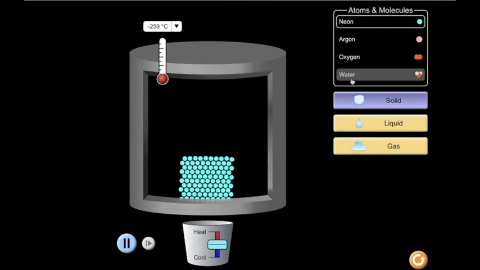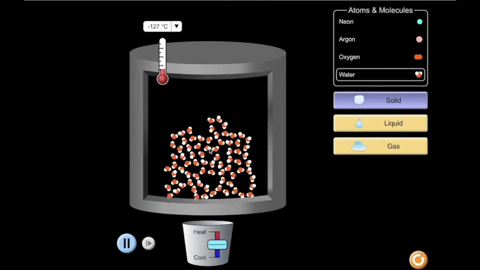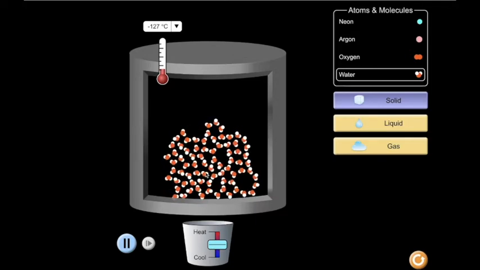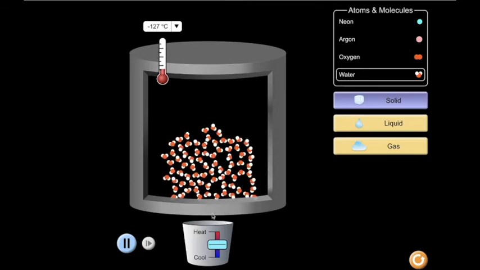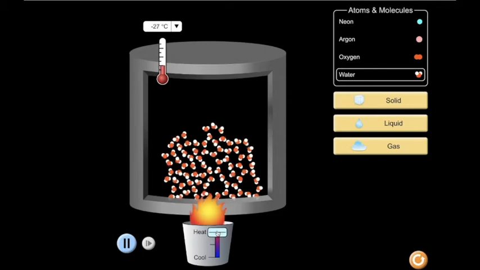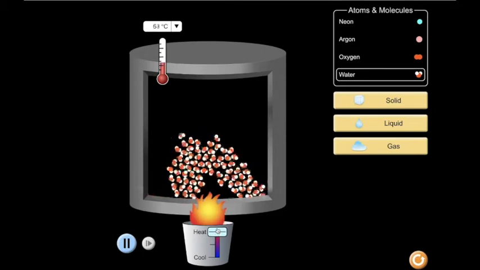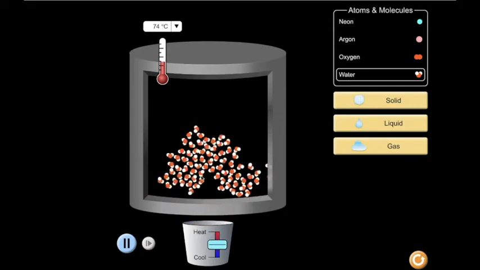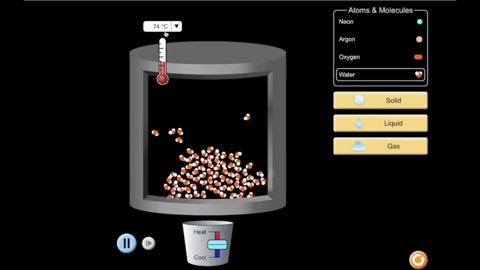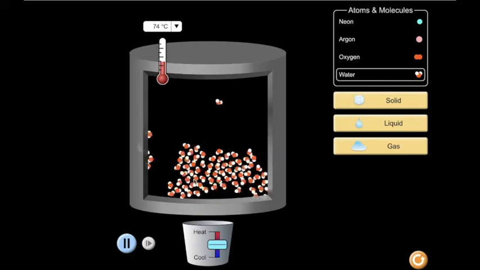Now let's try this again. Let's try it with water. All right, so this would be like your ice, an ice cube. Now they're all close together. There's a little bit of movement, but not much. Now let's add some energy to it. The molecules are increasing in kinetic energy. There's more movement. So now it's liquid. We know it's liquid because look here at the temperature. Between 0 and 100 degrees Celsius is liquid state for water. So they're still moving around.